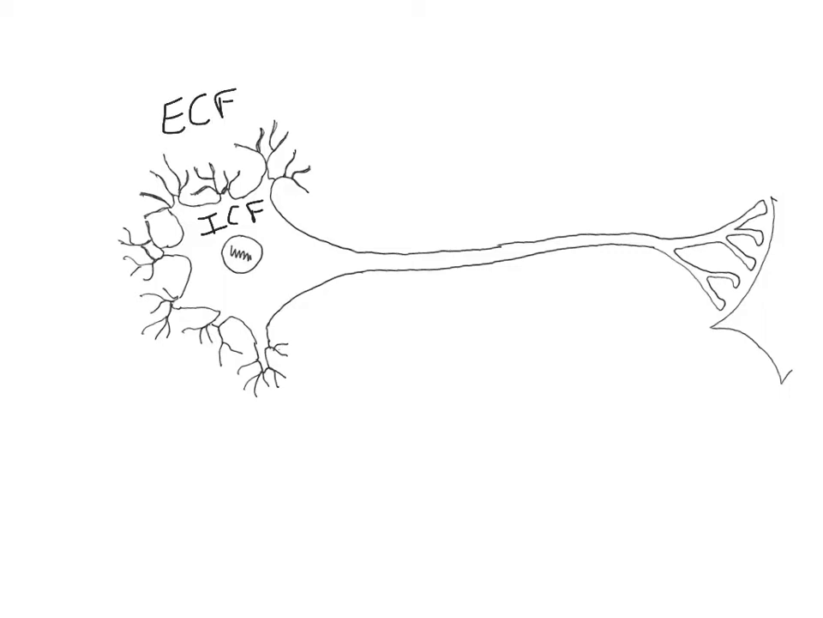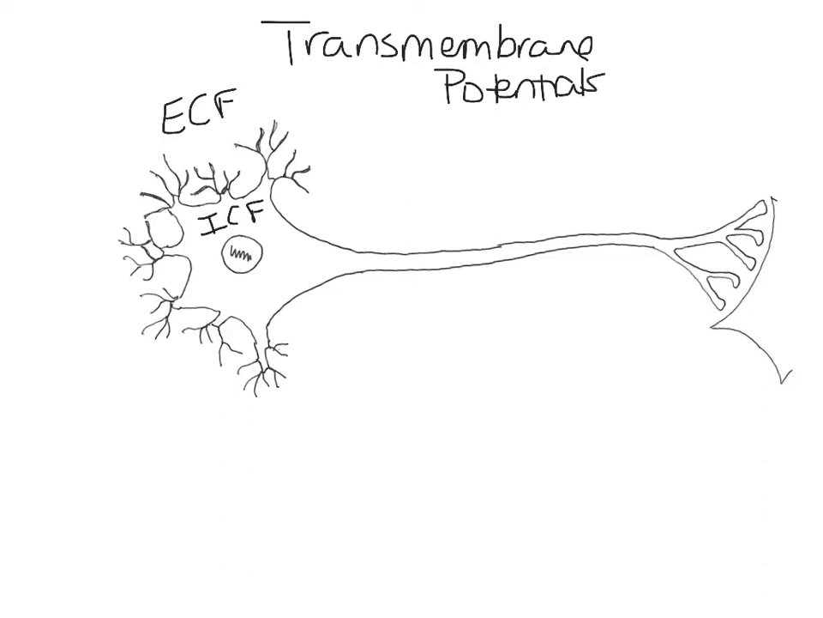Okay? So we need to talk about how the cell, when it's at rest, has these transmembrane potentials. And there's three different transmembrane potentials we're going to look at. The first one we call the resting membrane potential.